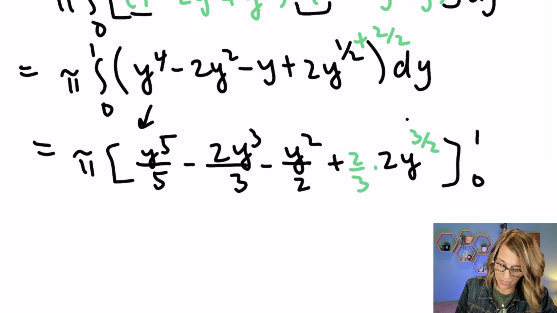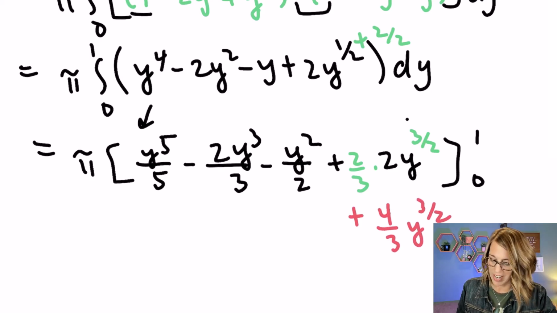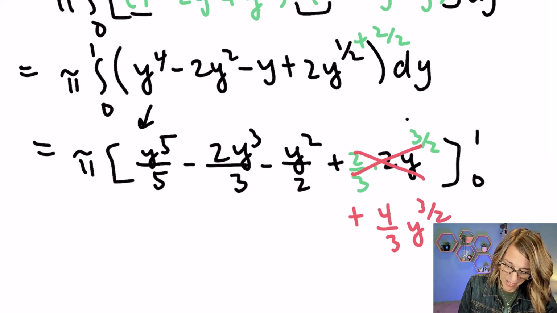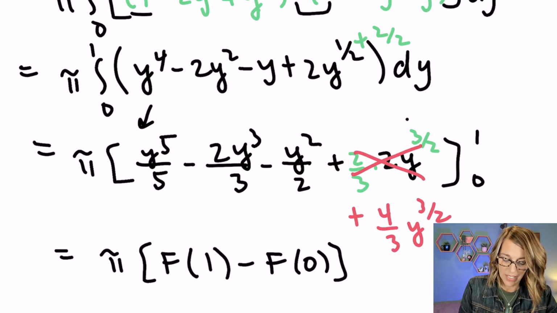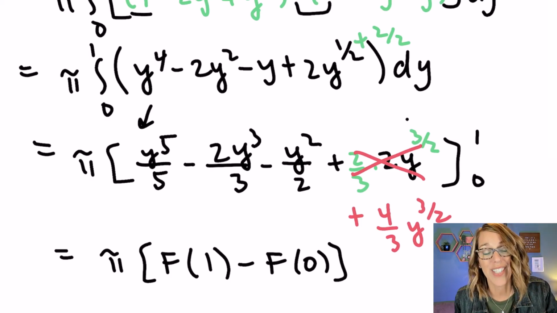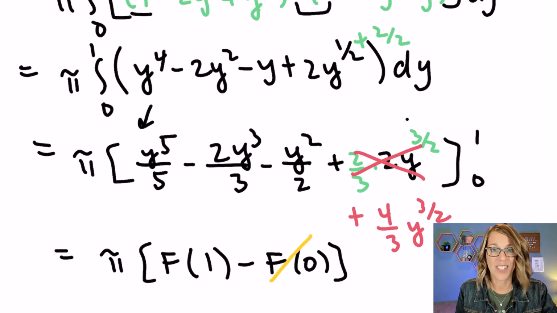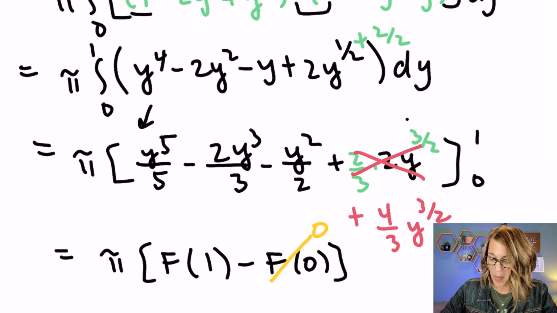I can clean up this right here, and this is 4/3 y to the 3/2. So if I cross that out, I think I'm ready to evaluate this. Evaluating, I've got pi. What I really need to do here is this antiderivative in the square brackets, evaluated at 1, minus the antiderivative evaluated at 0. Well, that's not bad, because as soon as I put zeros in, there's a y in every single term. So that just goes to 0. What I really need to do then is to replace all of those y's with a 1.